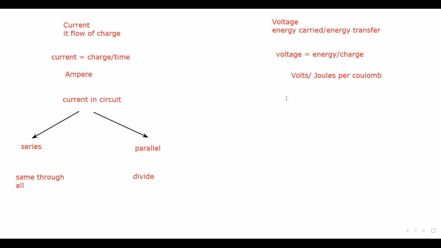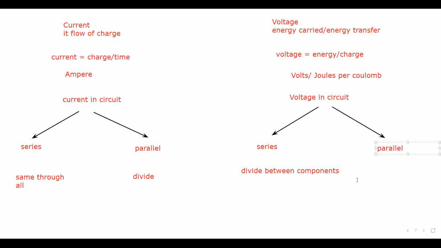And voltage in the circuit: in series circuits, it will divide between the components, and in parallel it will be the same through all components. Is it clear?